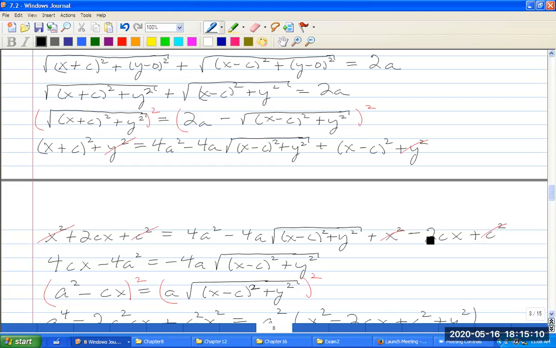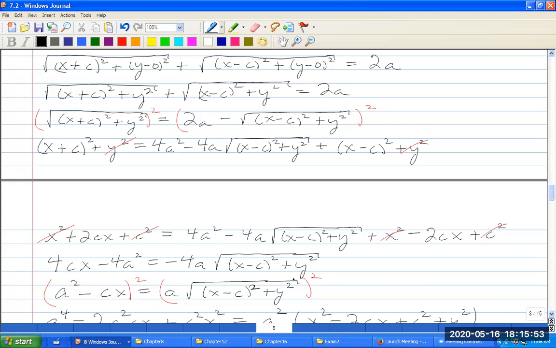Let's add 2cx to both sides of my equation. So 2cx plus 2cx is 4cx. Subtract 4a squared from both sides. I get that 4cx minus 4a squared is just the quantity remaining, minus 4a times the radical of (x minus c) squared plus y squared. Divide both sides of my equation by negative 4. So negative 4a squared becomes positive a squared, and the positive 4cx becomes a negative cx.